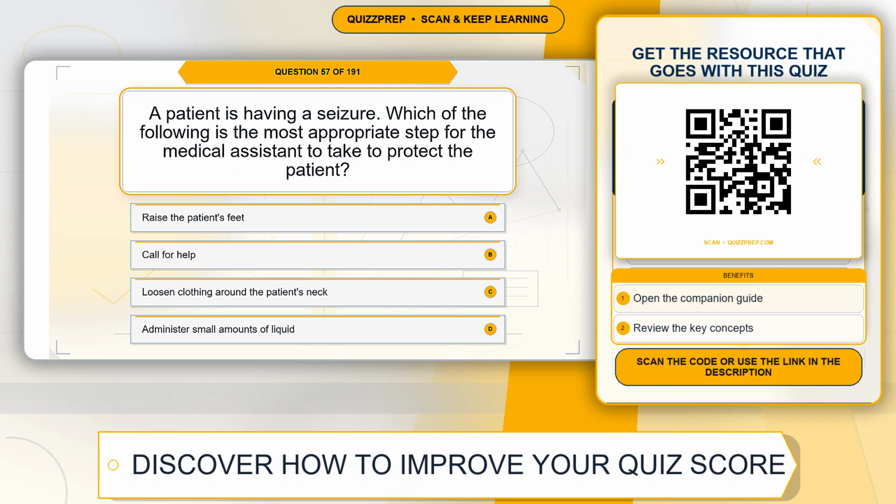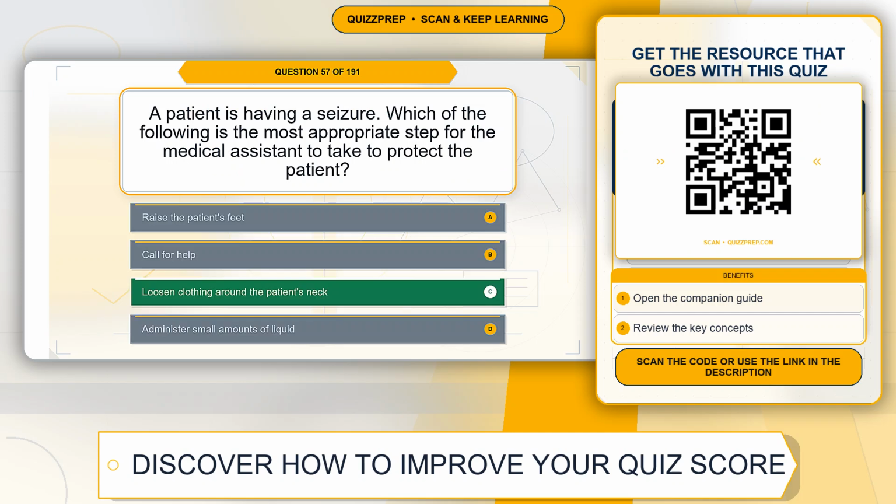Question 57. A patient is having a seizure. Which of the following is the most appropriate step for the medical assistant to take to protect the patient? Option A, raise the patient's feet. Option B, call for help. Option C, loosen clothing around the patient's neck. Option D, administer small amounts of liquid.